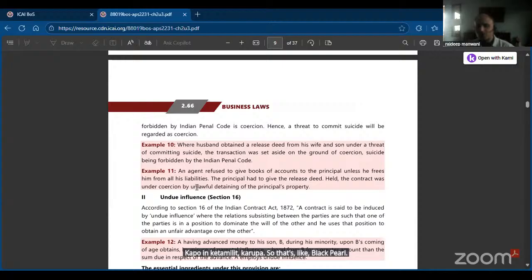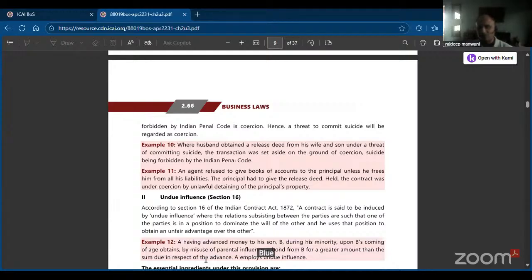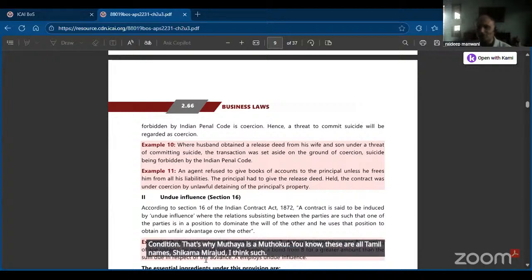Muttaya is the ocean, which holds all the pearls, the Sagar. That's why it's Muttaya. Correct or no? That's why it's a name of Krishna also, because he is as wide as the ocean, blue in color, vast as the ocean. He contains all the pearls of the universe. Understand? That's why Muttukaruppa. I know these are all Tamil names. Chikkamammiraju is, I think, an Andhra thing.